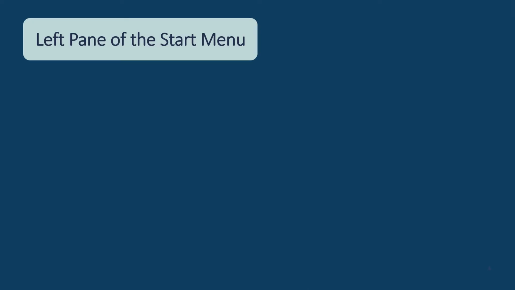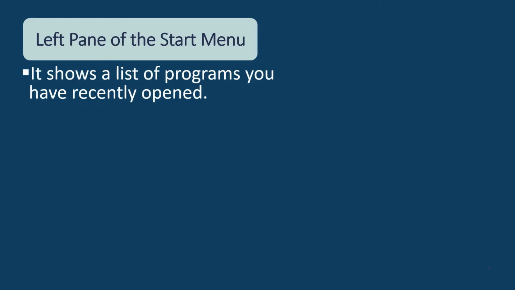So first we'll see about the left pane of the start menu. It shows a list of programs you have recently opened. Suppose you opened a Word document, it will show the Word application in the left pane, or Adobe Acrobat Reader, or PowerPoint, or Notepad, or Paint, whatever it may be. If you have recently opened that, it will be available in the left pane of the start menu. And sometimes there will be an arrow mark, which shows the recently opened Word documents, if it is Word. Okay, so it shows a list of programs you have recently opened.